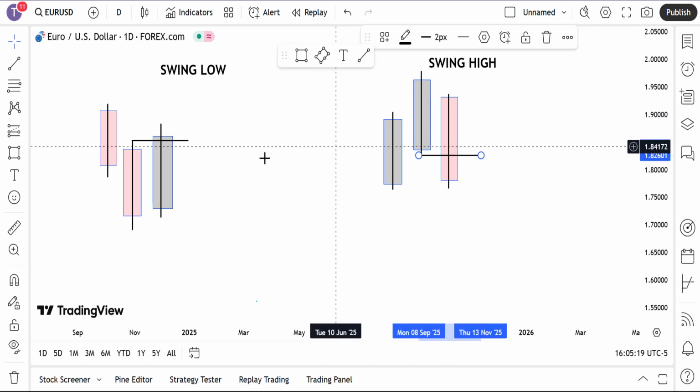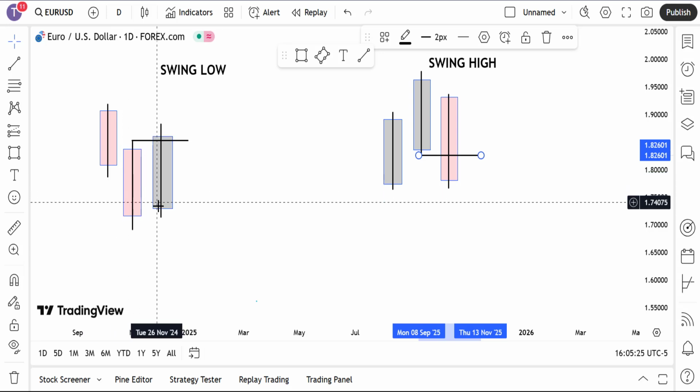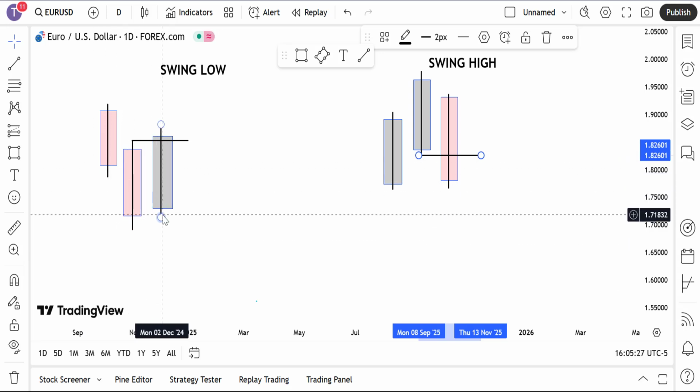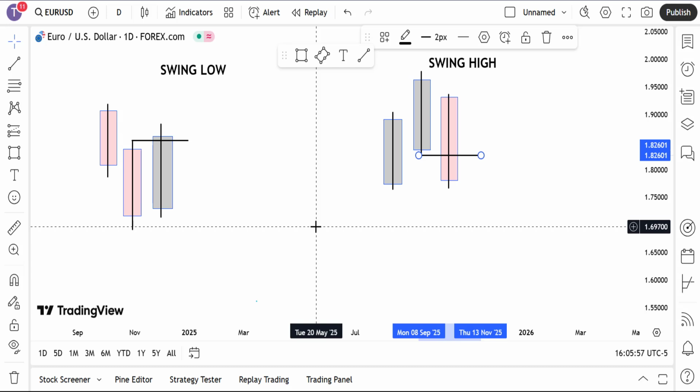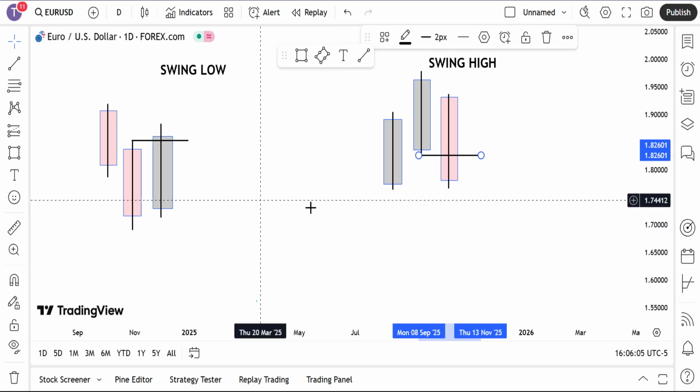If you notice on this swing low, same thing. This is a higher low and this is a higher low on both sides. So now, since you have already understood the swing highs and swing lows, let's quickly look at our chart and see how this pattern is being used in the market.